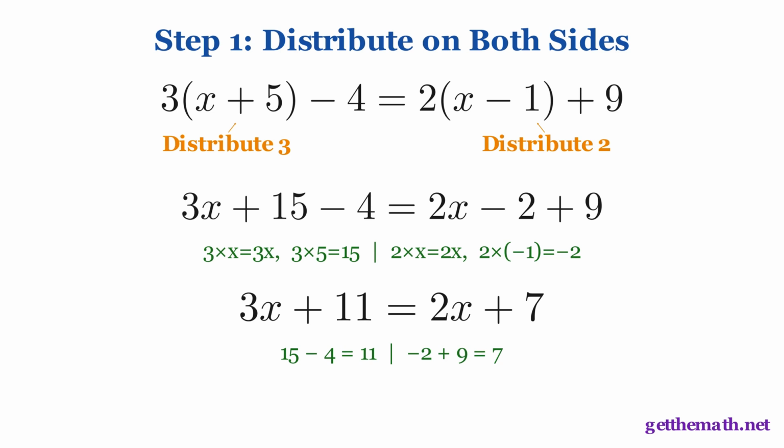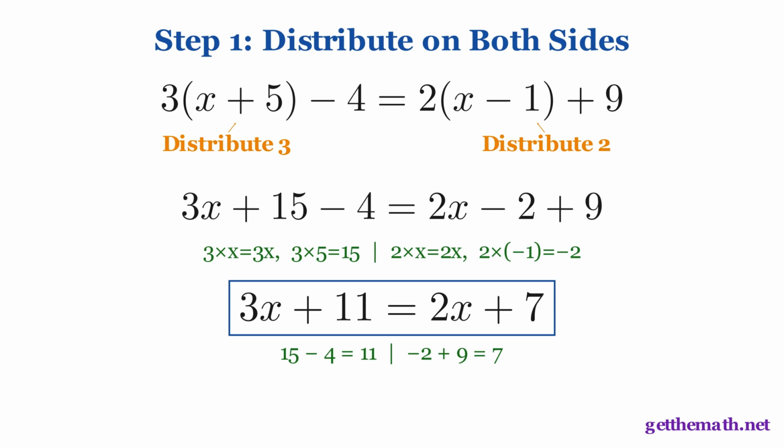On the right side, 2 times x minus 1 plus 9. 2 times x is 2x. 2 times negative 1 is negative 2. So the right side becomes 2x minus 2 plus 9. Negative 2 plus 9 is positive 7. Right side is now 2x plus 7. Our equation is now 3x plus 11 equals 2x plus 7.